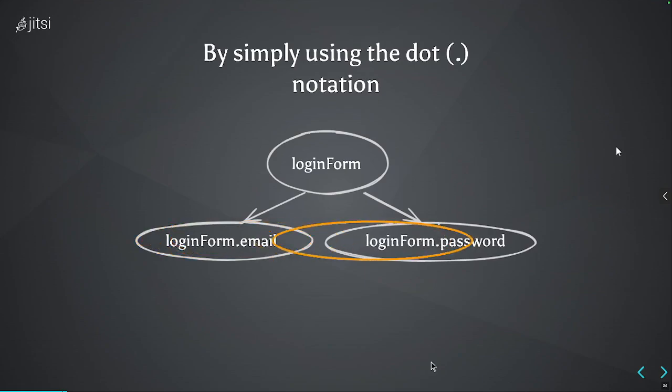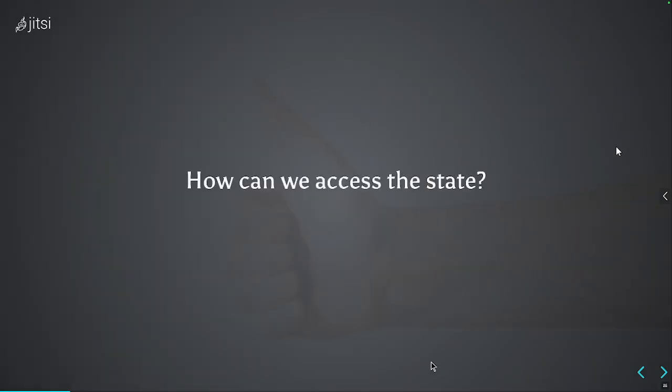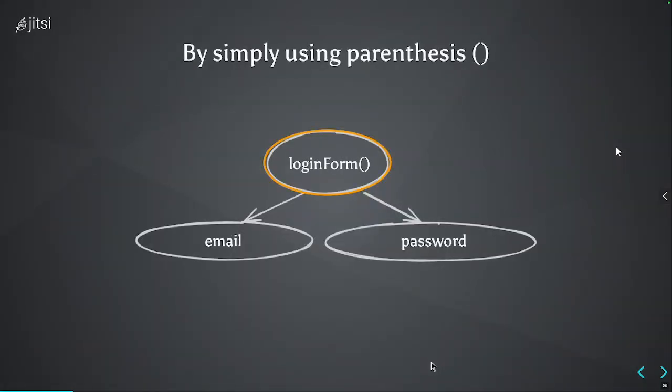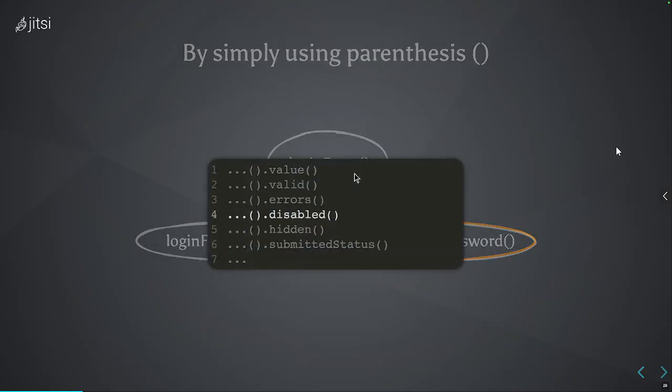All right. And how can I access the state? Well, simply here by using the parentheses. And in this case, we have the login form. If I want to grab the state of the root, all I have to do is just to use the parentheses, login form parentheses. And the same thing is happening with the email. Login form.email to walk through there and grab the state using the parentheses. And of course, the same thing is happening with the password. And when I say to grab the state, I mean that we can have the value, the validity, errors, disabled, hidden, submitted status, and many more.